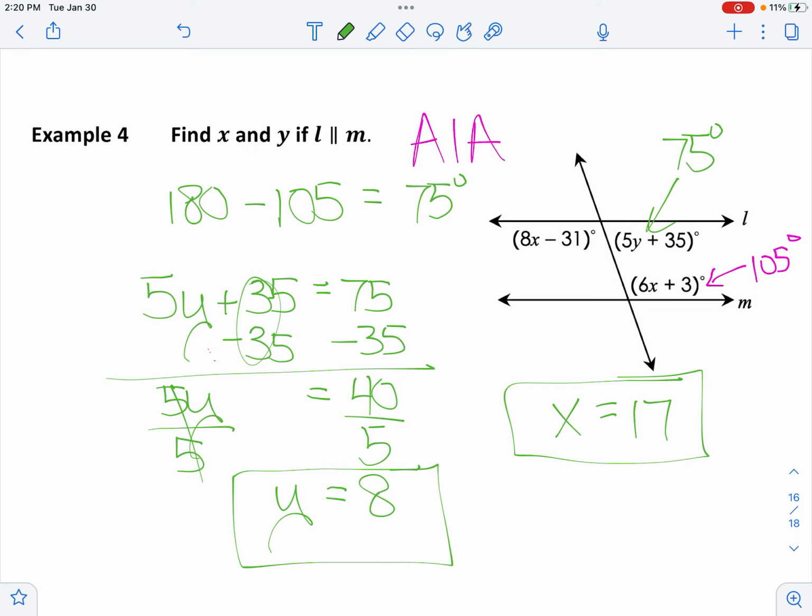And so a little bit of a couple steps to that one, a little bit trickier one, but still doable, just using the same kind of skills that we already had.